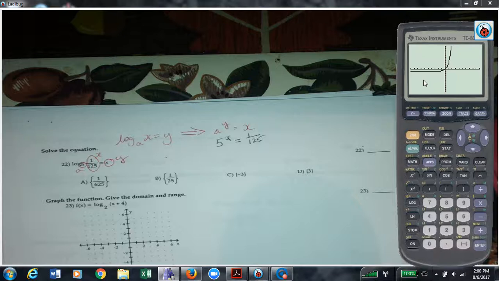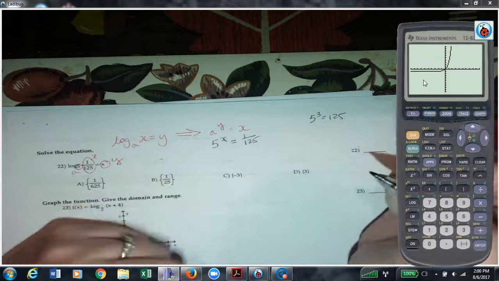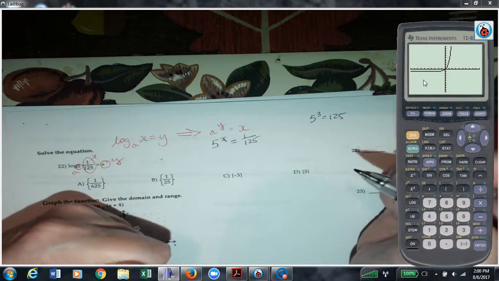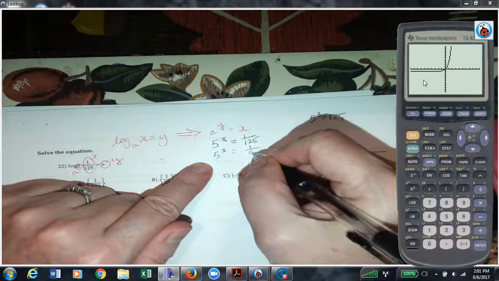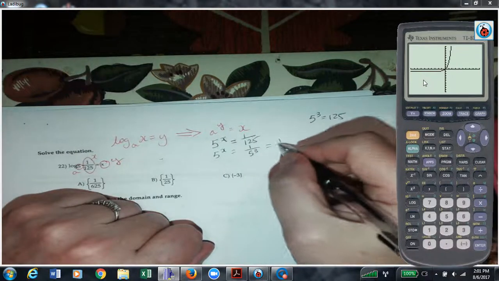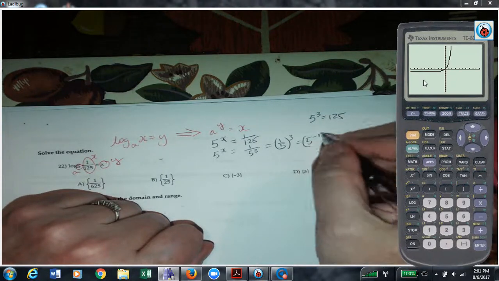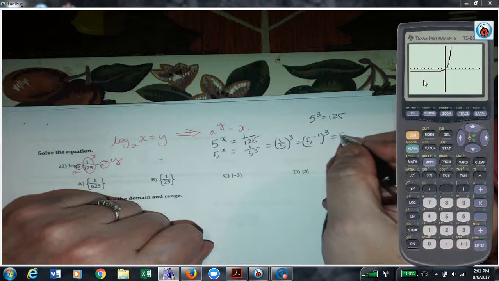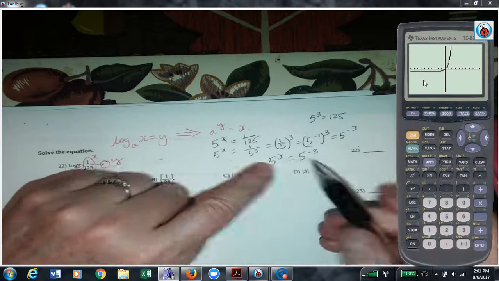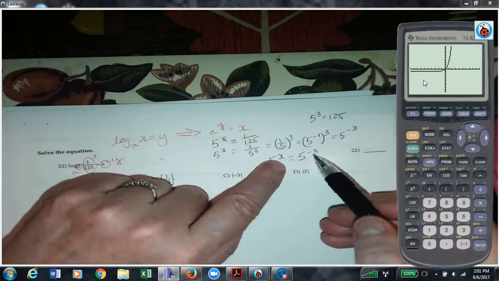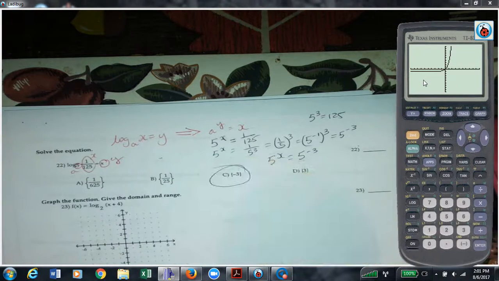So that's not too bad if we remember that 5 cubed is 125. All right, 5 squared is 25, and 5 cubed is 25 times 5, which is 125. So I can rewrite it like that, which is the same as that, which is the same as that, which is the same as that. So this is equal to that. The only way these can be the same is if the exponents are the same, because the base is the same. So x is equal to -3.